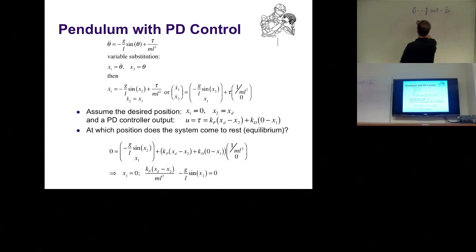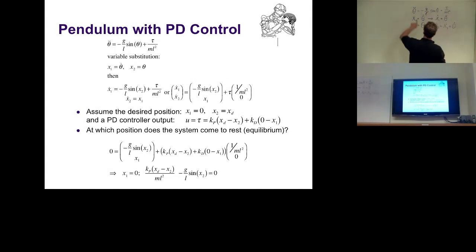So let's do variable substitution. We say x1 equals theta dot, which corresponds to the angular velocity of the pendulum, and x2 equals theta. Now let's plug this substitution into our model equation and see what comes out. From x1 equals theta dot, we get automatically that x1 dot equals theta double dot. And we get the other thing, obviously, that x2 dot equals x1 equals theta dot.